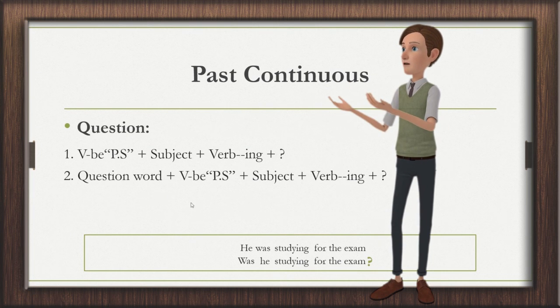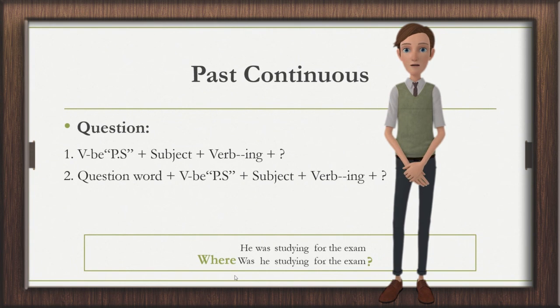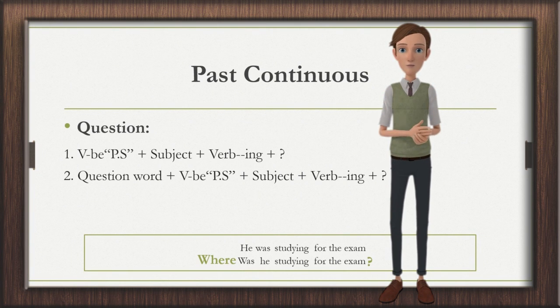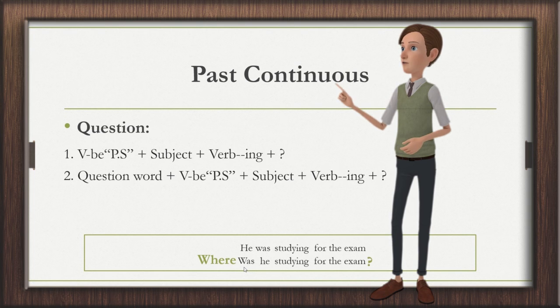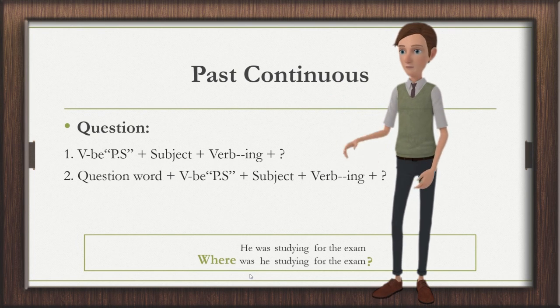If we need to add a question word, we simply add it at the beginning of the sentence. Where was he studying for the exam? We change the W into a small letter and your question is ready.